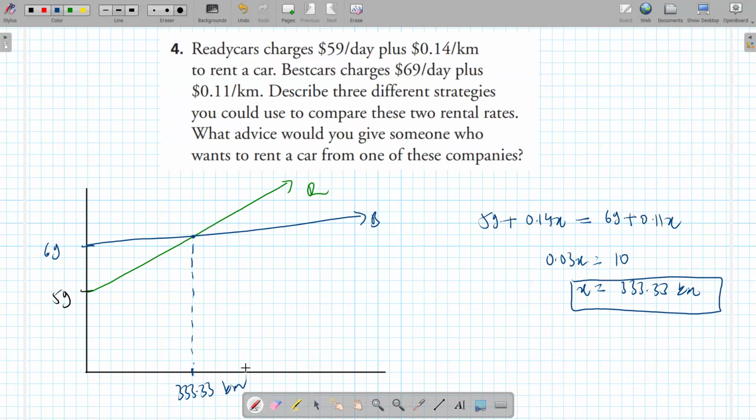So what advice would you give? Well, what would you tell this individual? If you're gonna drive less than that amount, you should use the Ready Cars, but if you're gonna drive more, you should use the other one. Right, perfect. That's it.